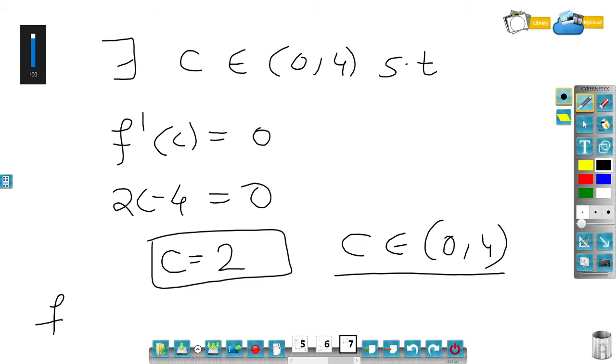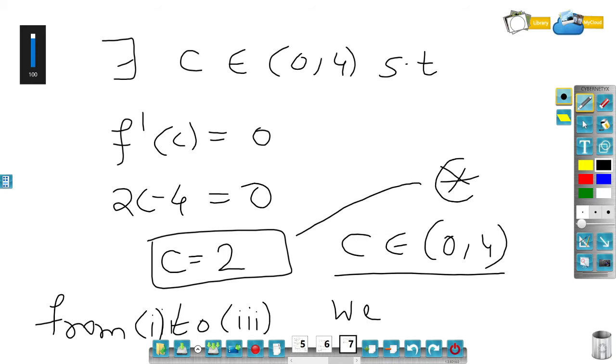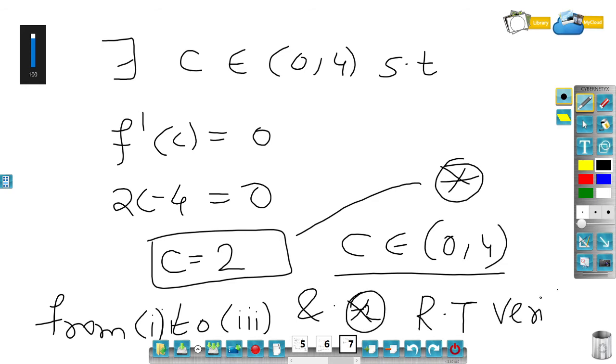So from 1 to 3, we say that, this is also called star 1 2 3 and star, Rolle's theorem verified, right?